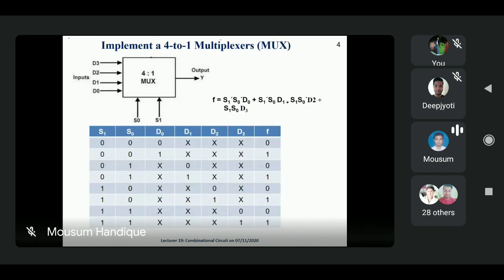Now when we are going to implement the 4 into 1 multiplexer, so what happens? 2 to the power 2, so 2 to the power 2 equal to 4. So n equal to 2 here. For that particular purpose, we are using two selection lines. This one is called the selection lines, and this one is called the data lines or input lines. And you know, a multiplexer always produces only one output.